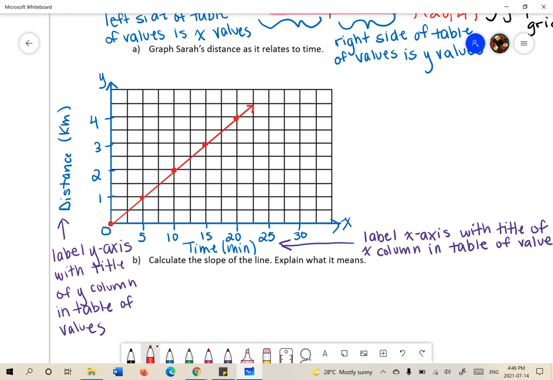Now, to calculate the slope of the line, we can use any 2 points. Because this is a straight line, the slope would be the same between these 2 points and these 2 points and these 2 points and these 2 points. It doesn't actually matter which 2 points you use because, like I said, this is a straight line. So the slope is continuous from one end of the line segment to the other.